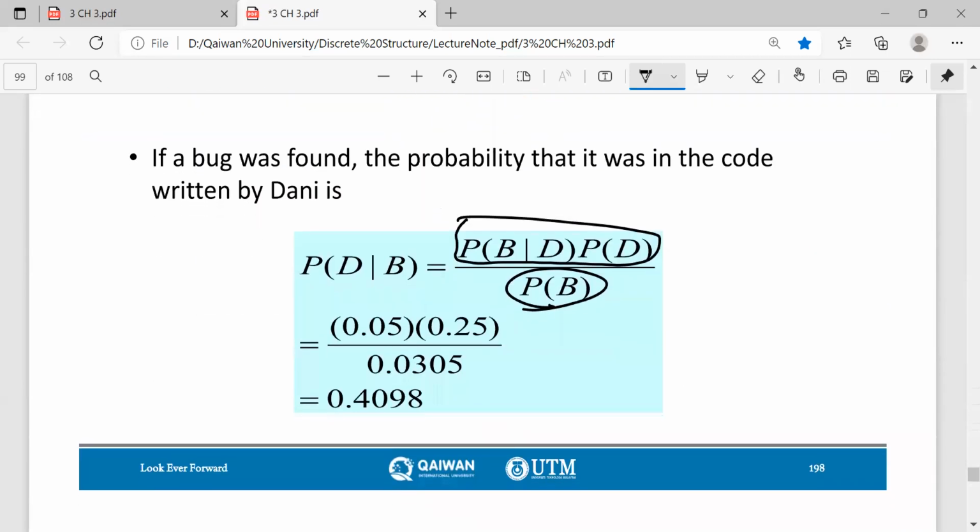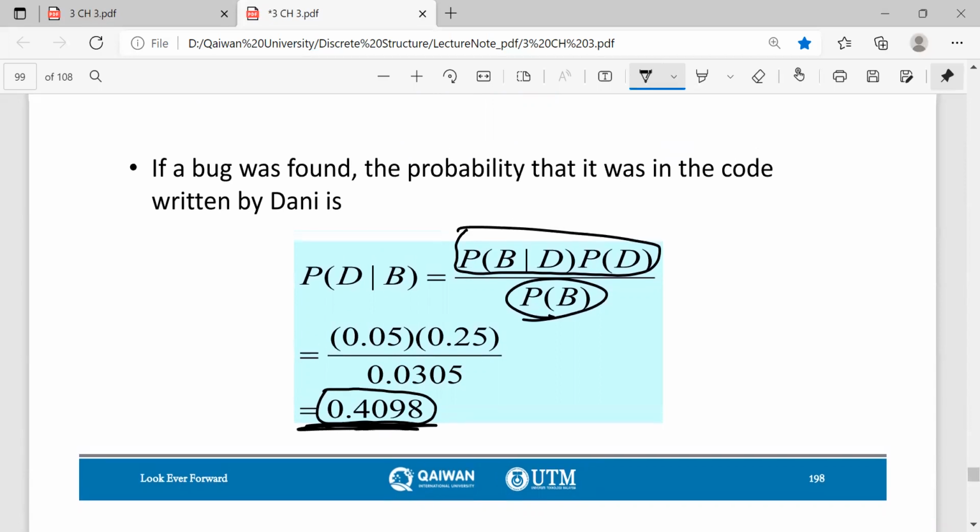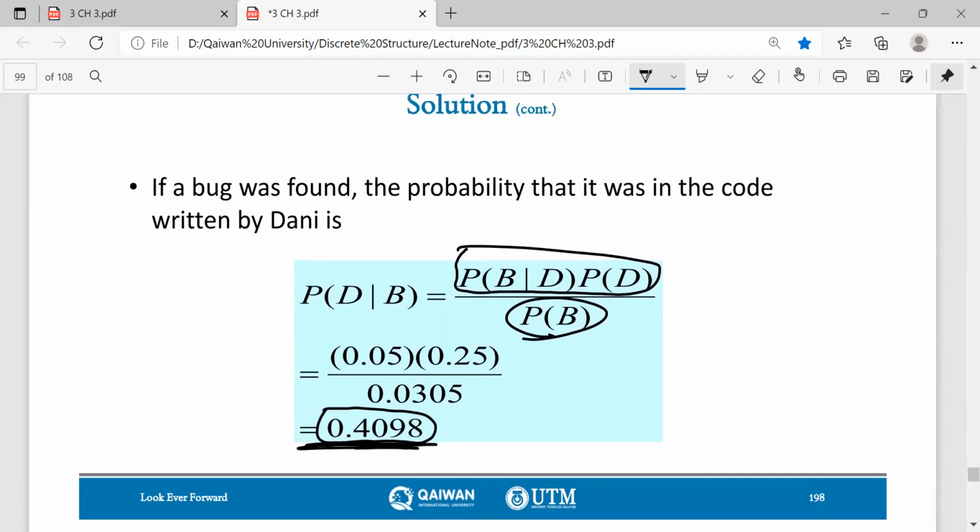Okay. So it is 0.1498. As you see, this is between 0 and 1. So the probability of D given B is this.